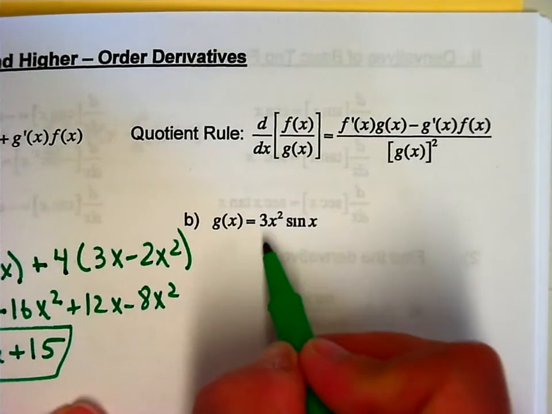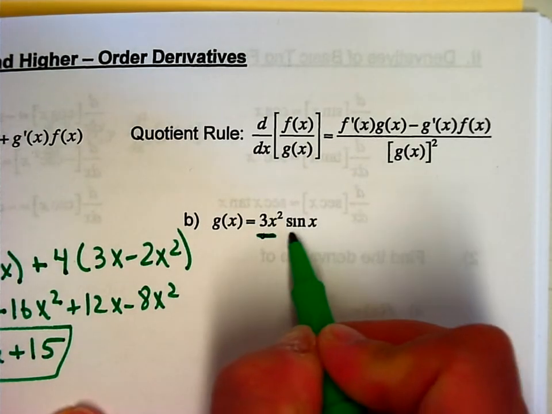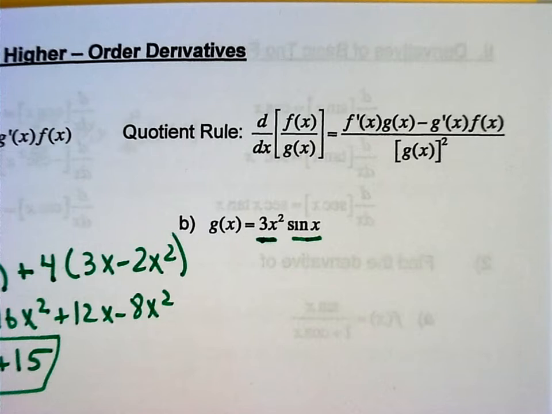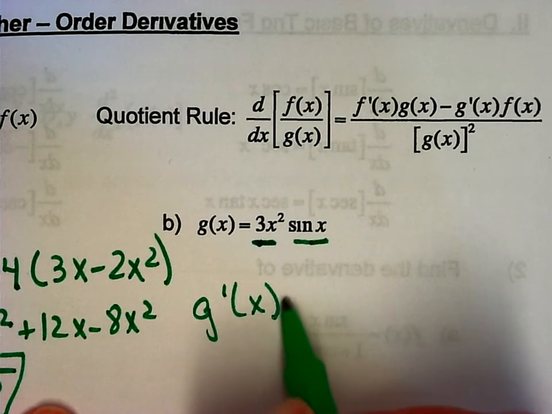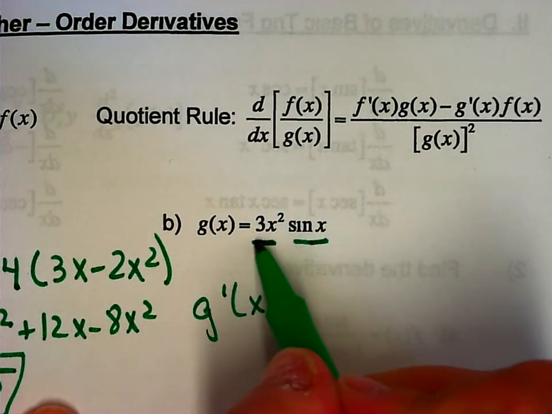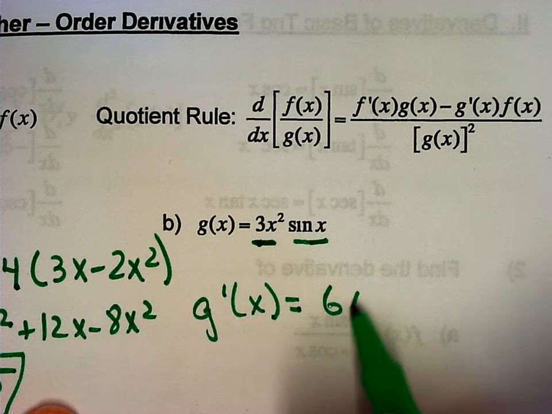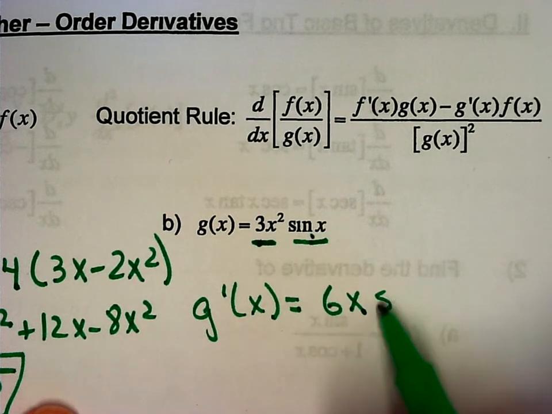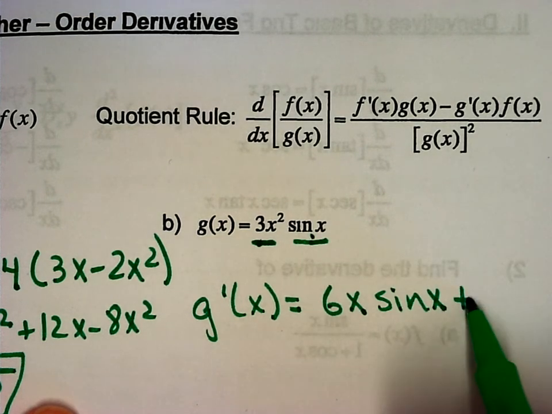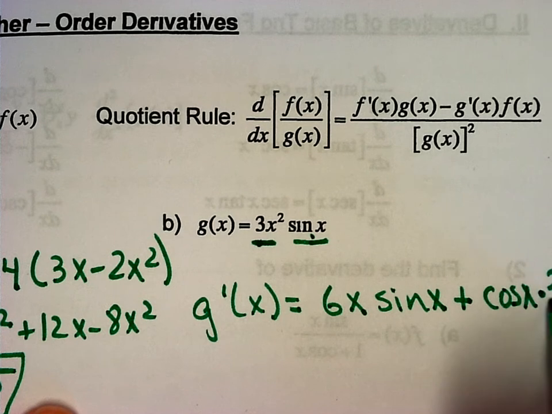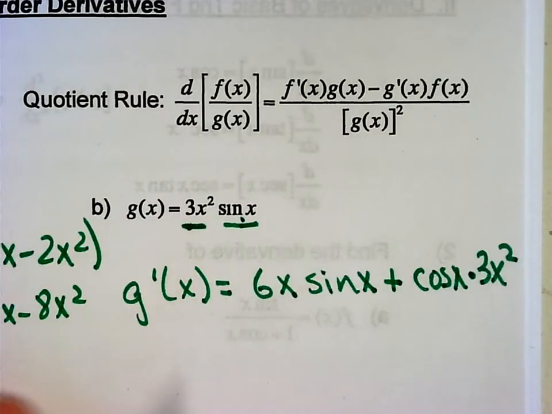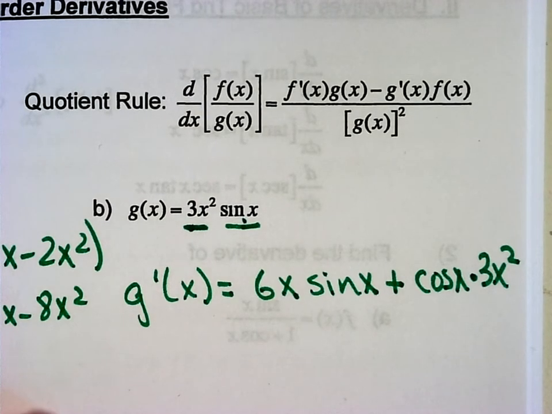Let's try one with the trig function. So same idea. This is my first function, f of x. This is my second function. Think of that as your g of x. So g prime of x, the rule says we take the derivative of the first function, which is going to be 6x times the second, plus the derivative of the second function, which is cosine of x, times the first, which is 3x squared. And this one, there's nothing else you can do. This is your answer. You're done.